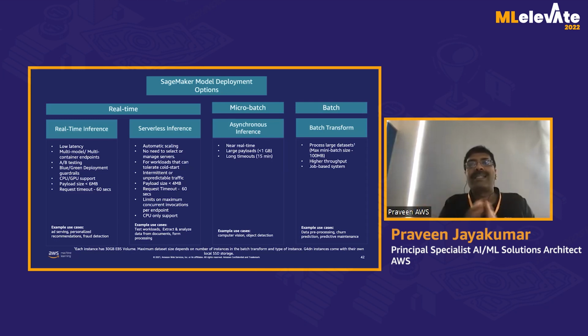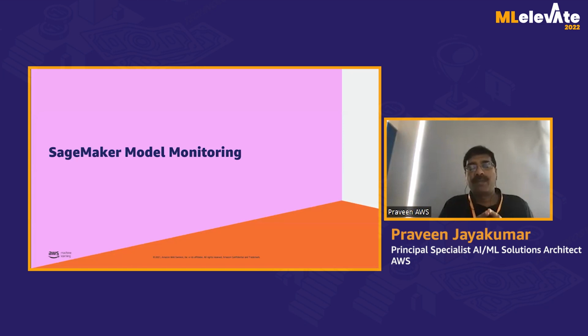Once the processing is done, your infrastructure goes down. You pay only for the amount of time you did the processing, basically, right? So those are the 4 different deployment options to use for different use cases based on your need. That's what the SageMaker deployment options provide.